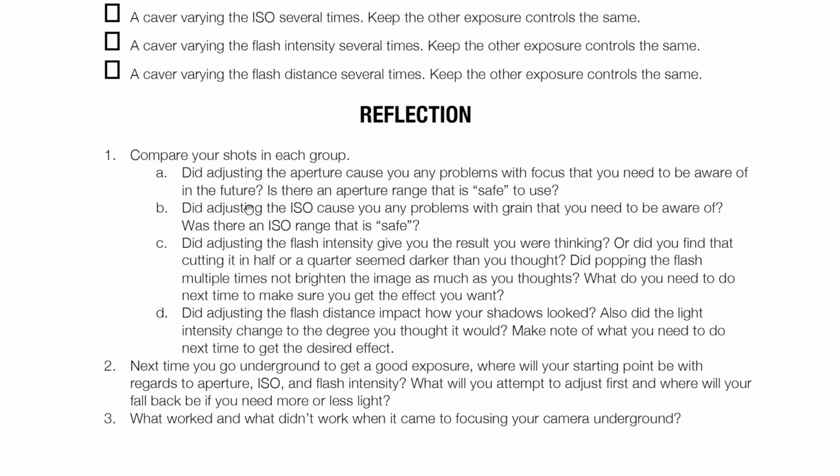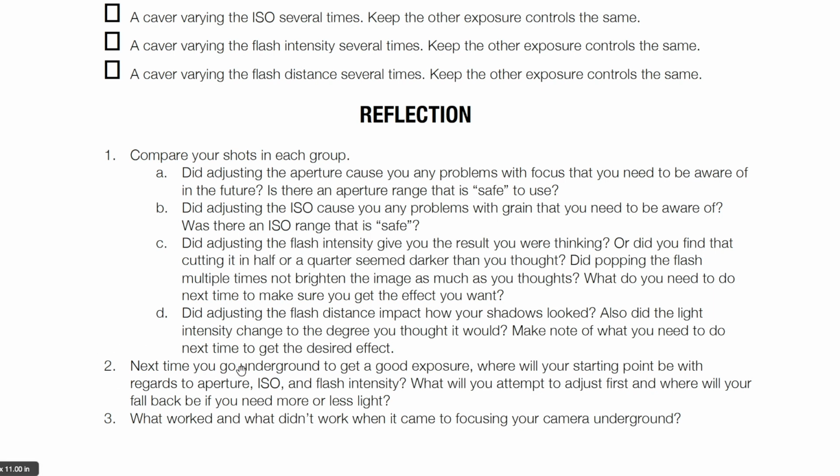Next, did adjusting the flash intensity give you the results you were thinking? Or did you find that cutting it in half or a quarter seemed darker than you thought? Did popping the flash multiple times brighten the image as much as you thought? What do you need to do next time to make sure you get the effect you want? And then last of all, did adjusting the flash distance impact how your shadows looked? Also, did the light intensity change to the degree you thought it would? Make note of what you need to do next time to get the desired effect. So that's the first part of the reflection.